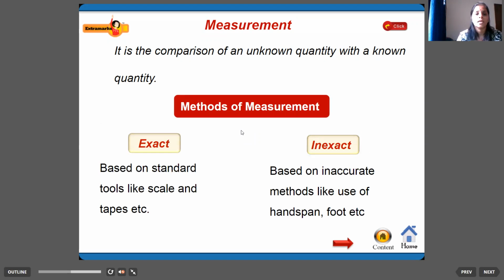Methods of measurement. There are two types of measurement, exact method and inexact method. Exact is where we use standard tools like scale, measuring tape, meter scale. By inexact, we mean where we use body parts like handspan, cubit, footstep. These are all known as the inexact manner.